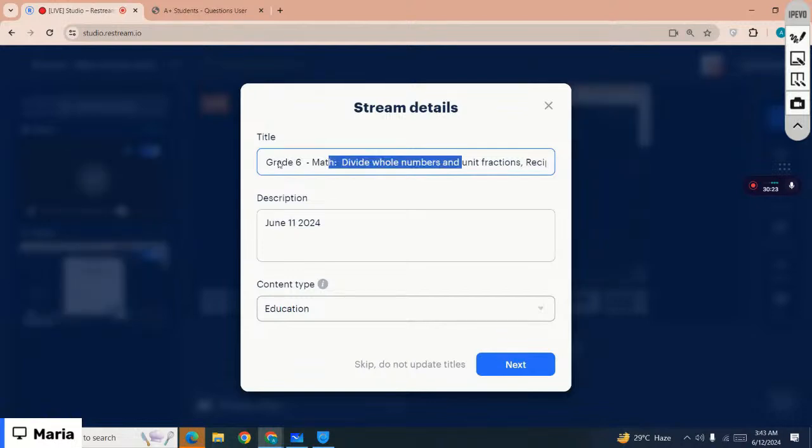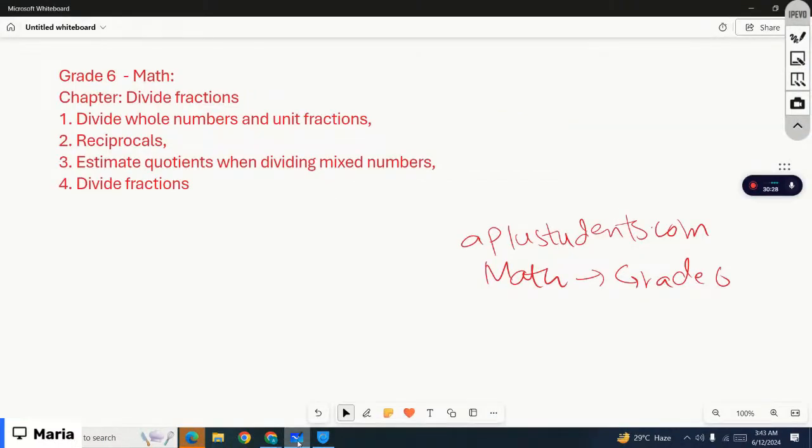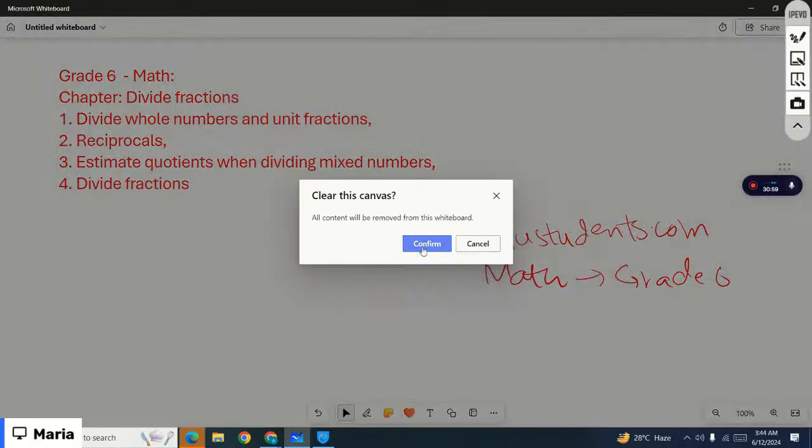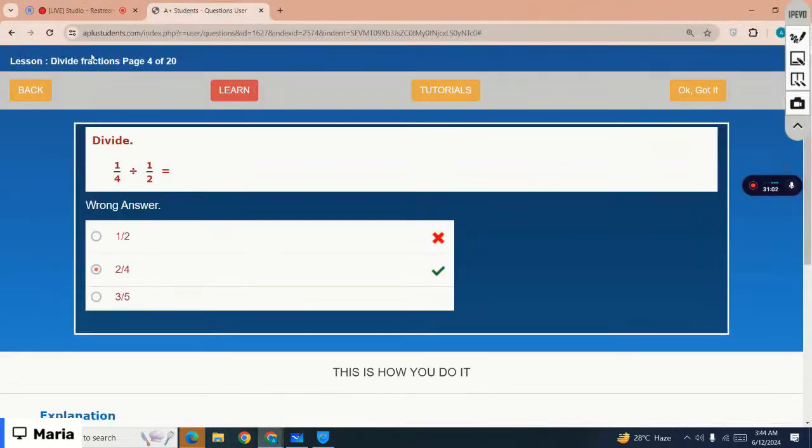So we were working on grade 6 math, divide fractions. The lessons we have covered today are divide whole numbers and unit fractions, reciprocals, estimate quotients when dividing mixed numbers, and divide fractions. So please make sure before the next session you complete all the practice questions for the lessons we did today. That is your homework until the next session, right?